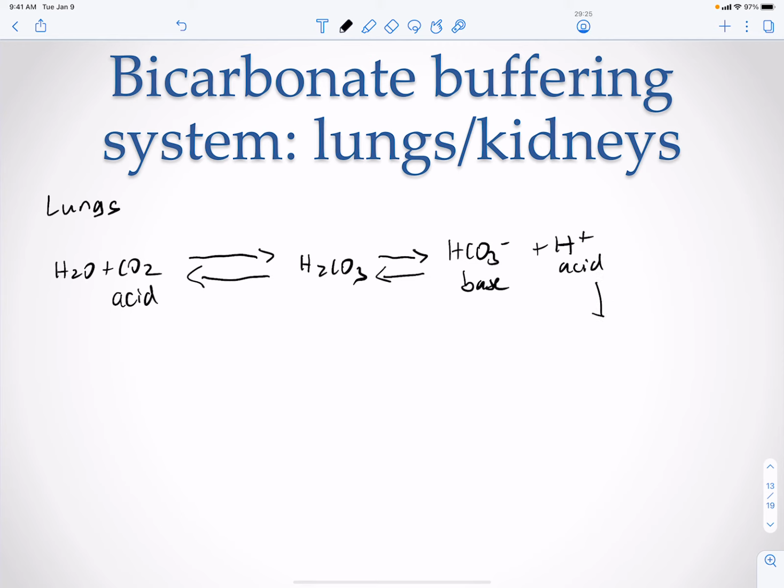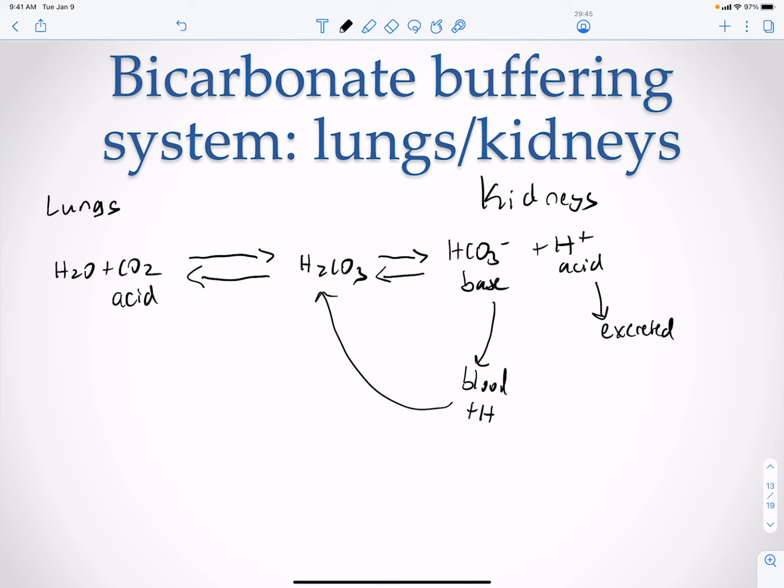And this acid gets excreted in the kidneys. And our bicarbonate gets released into the blood, plus a hydrogen. And then you go back to our carbonic acid, and this can go to the lungs or go back to the kidney. So the kidney is going to help to remove excess hydrogens, excess acid through excretion. So our bicarbonate levels are going to denote a metabolic kidney effect.